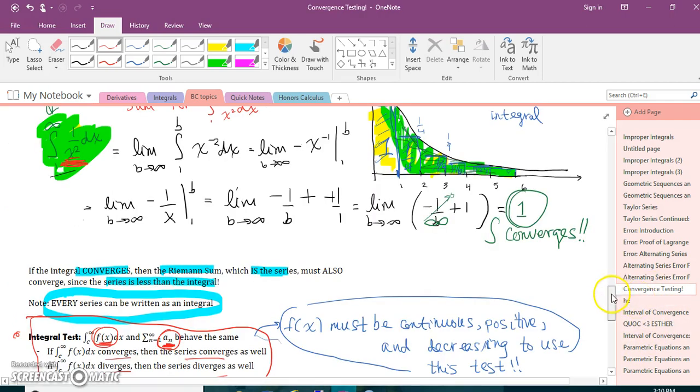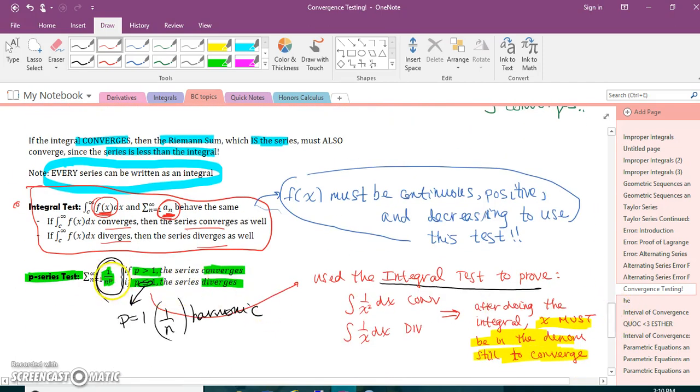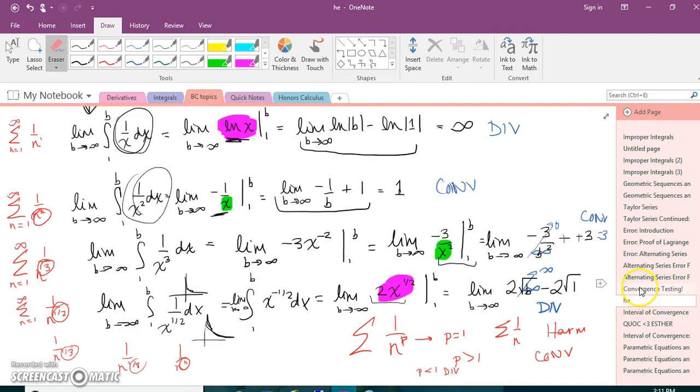So I'm going to go back here, and here is your p series test. And again, it's in the form n to the p power. That's why it's called the p series test. Here's a fourth one that you know. If p is greater than 1, the series converges. If p is less than or equal to 1, the series diverges. You're including harmonic in this case here. And again, the reason that is true is because when you do the integral, x must be in the denominator in order to converge. So take a moment and copy that down, and hopefully looking at this example helped see why that's so.